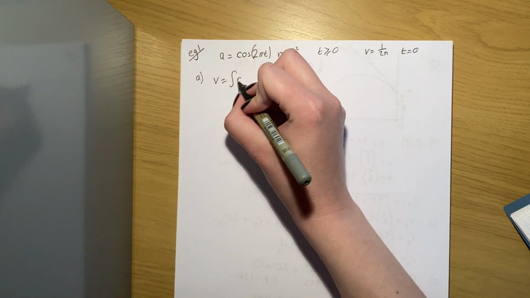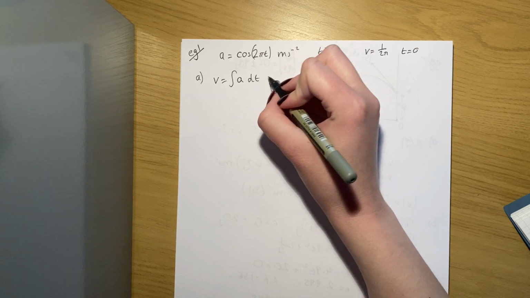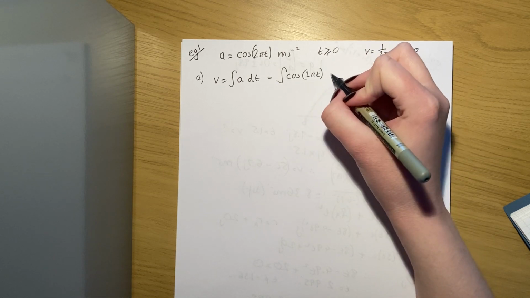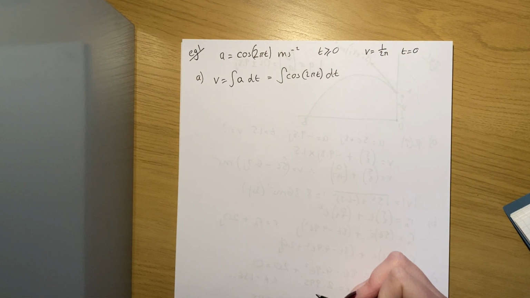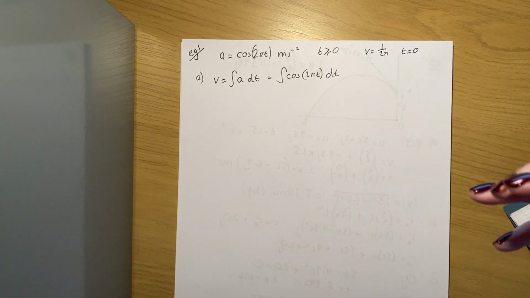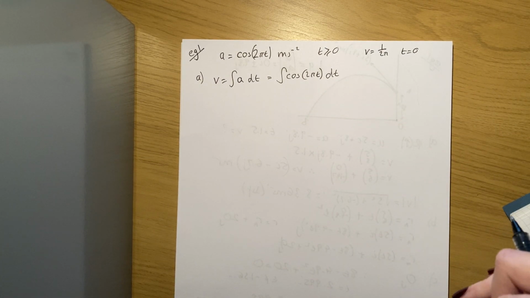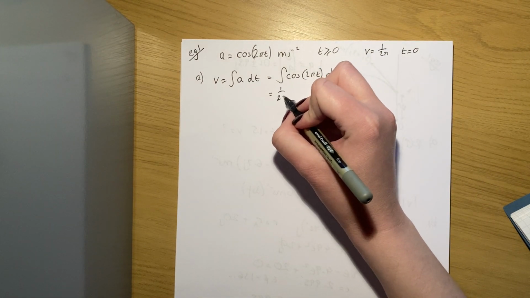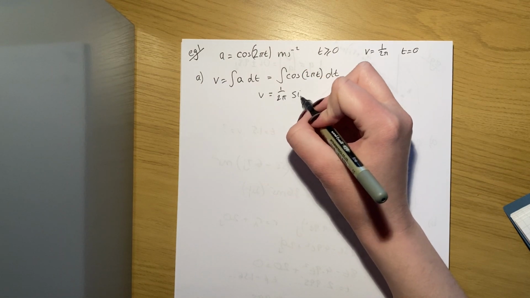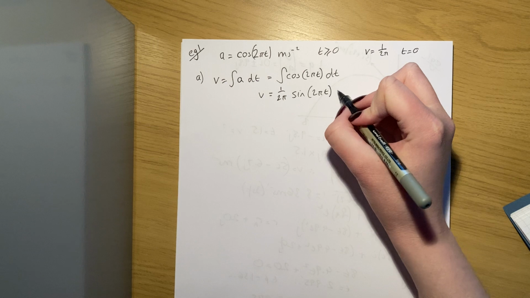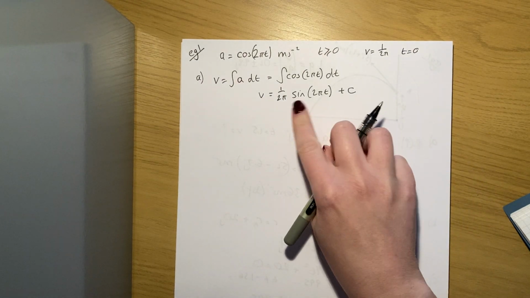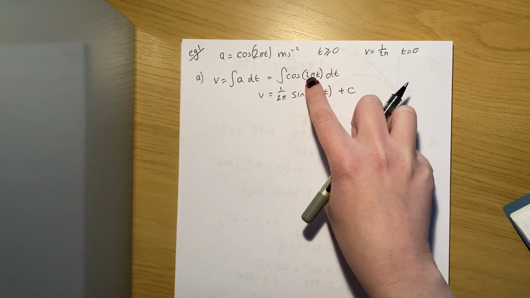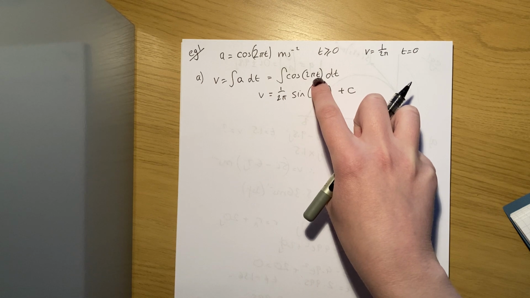Well, velocity is the integral of acceleration with respect to time. So it's the integral of cos of 2 pi t dt. Now, whether you would do this inherently or whether you'd use substitution, however you do it, this would become 1 over 2 pi, lots of sine 2 pi t plus c. If you're not sure about this, imagine that is 3x, 2x, something like that, to make it easier to think about what you would do if you were integrating that problem.